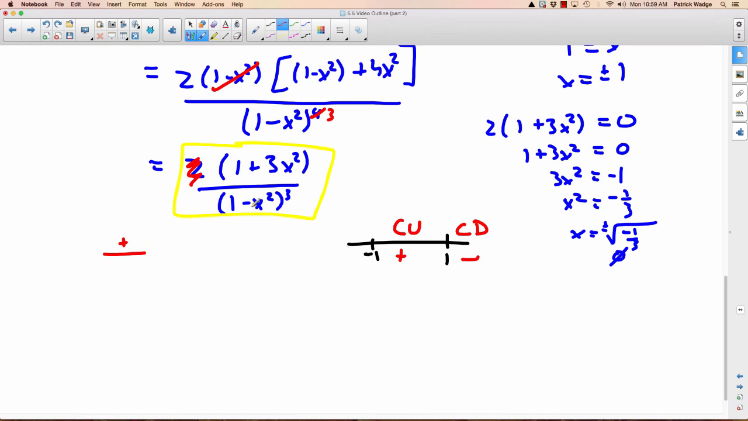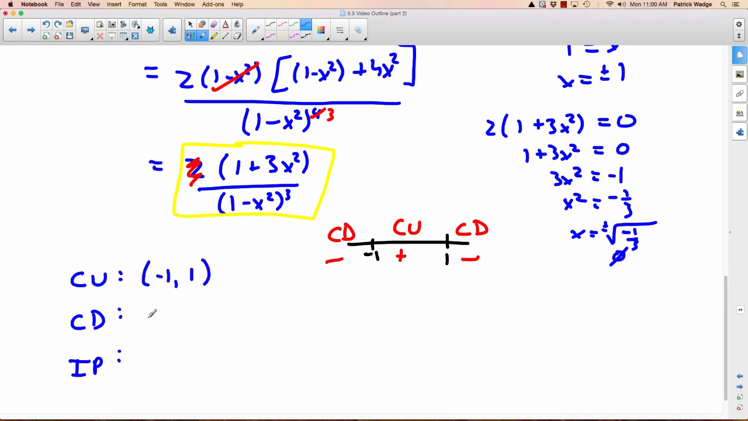And something less than negative 1. Let's try negative 10. Negative 10 squared is 100. 1 minus 100 is negative 99, and a negative number cubed is still negative. So we have positive divided by negative, which is negative. This is concave down. So now we can do our concave up, concave down, and inflection points. Concave up from negative 1 to 1. Concave down from negative infinity to negative 1, as well as from 1 to infinity.